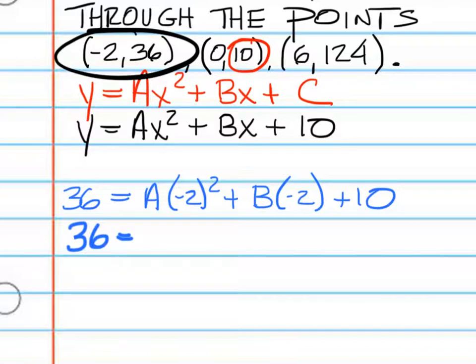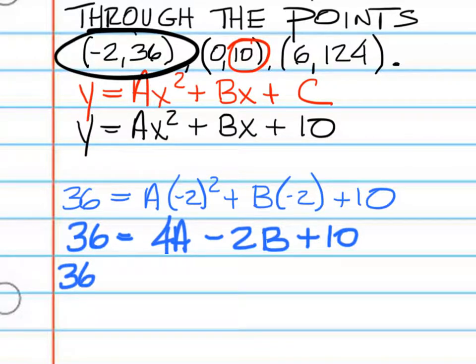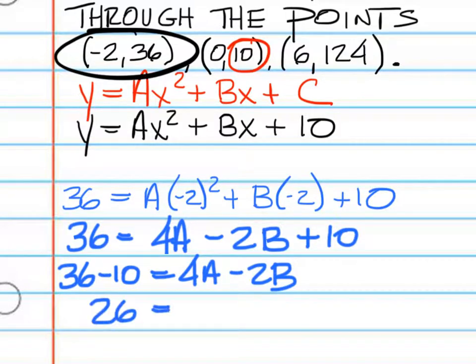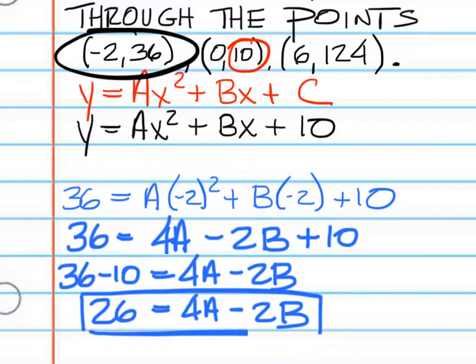Quantity squared of negative 2 is not negative 4. It is positive 4. So we have 4a. Negative 2 times b gives us a minus 2b. And then the plus 10. Move the 10 over with the 36, change the sign, and then simplify. You come up with a 26. That's one equation you can use. We're going to hold that while we go back and do the other one.